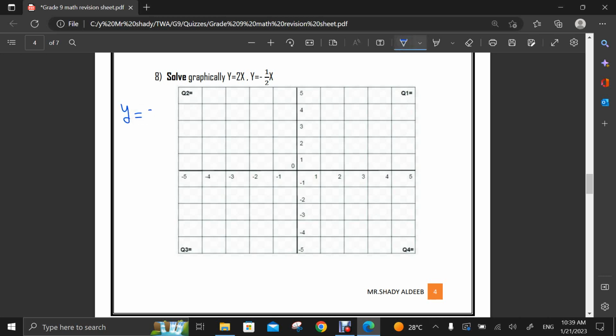Because y equals 2x, this means that y equals 2x plus 0. So the intercept on the y-axis is 0 here. So first thing, you put a point at 0 on the y-axis, which is the origin point in the center. Then what is the slope? The slope is the number beside x, which is 2. So it will be 2 over 1. So I move from this point 2 steps up and 1 step right, because I have positive 2 and positive 1. So 1, 2, and then here.